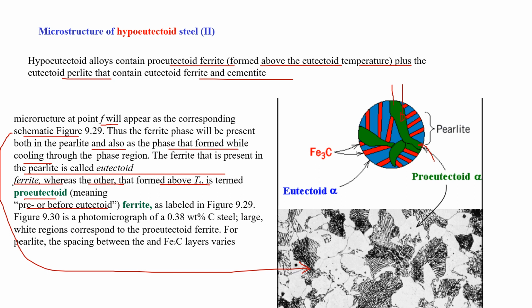The photomicrograph is shown here, of a 0.38% carbon steel. The large white regions correspond to the proeutectoid ferrite regions.